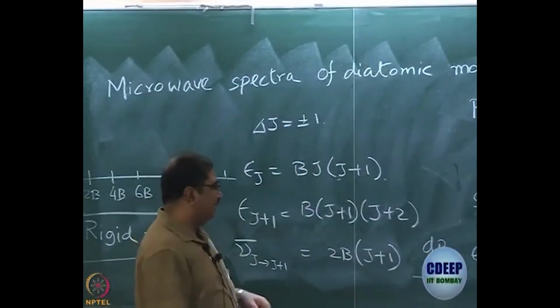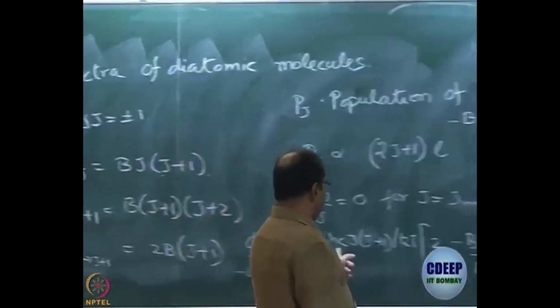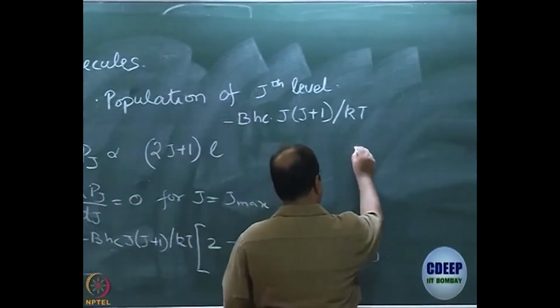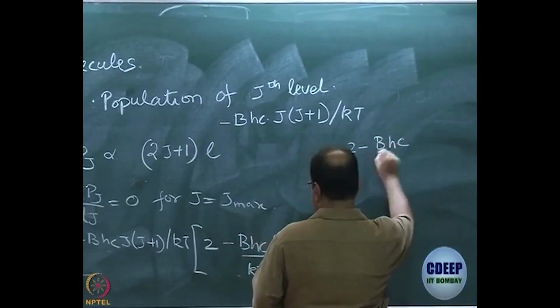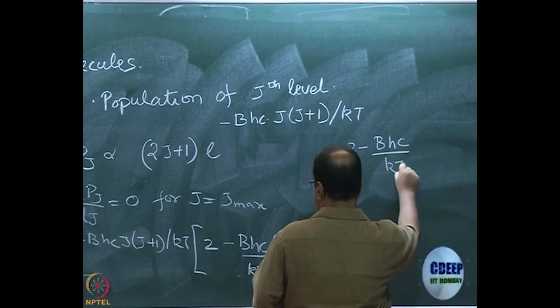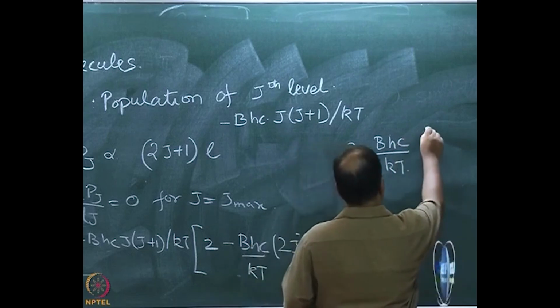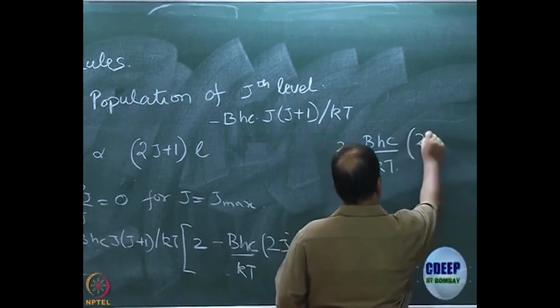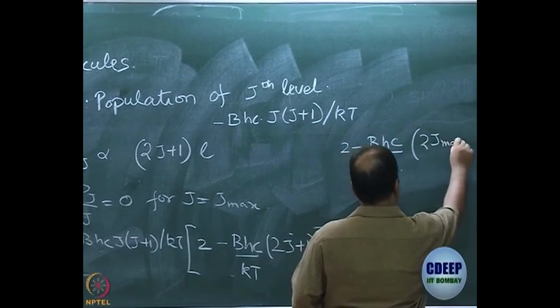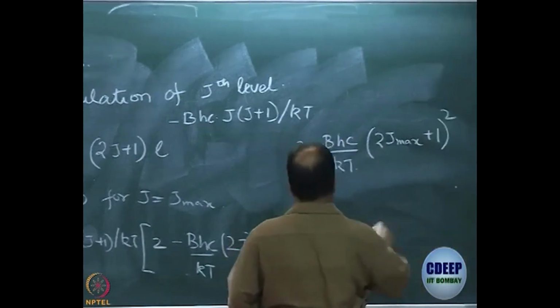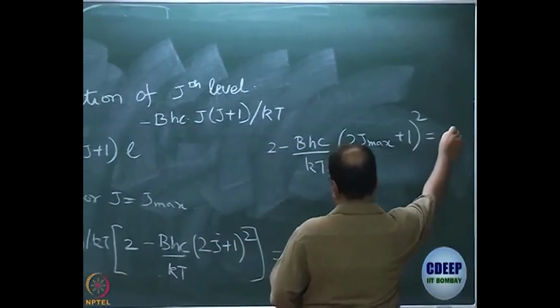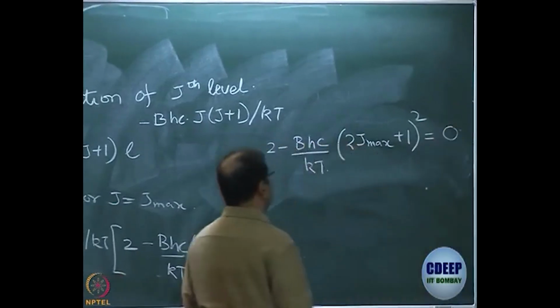Okay. If this is equal to 0, then what happens? This I do not have to worry about. What I write is (2 minus BHC divided by KT) into 2J max plus 1 whole square is equal to 0. Is that right?